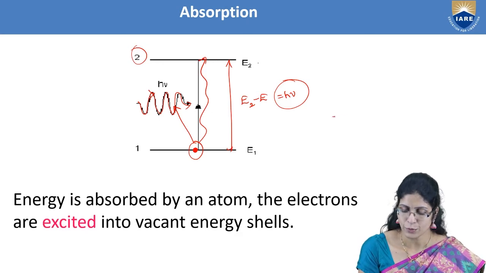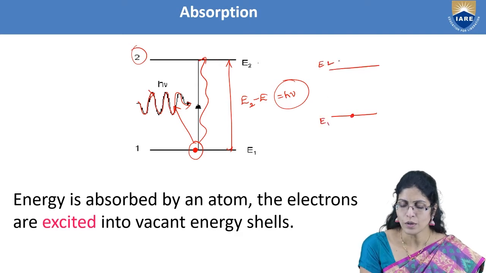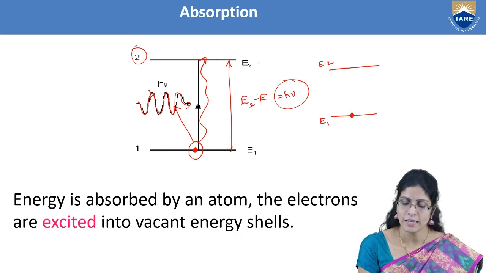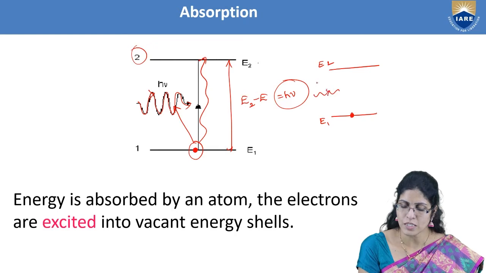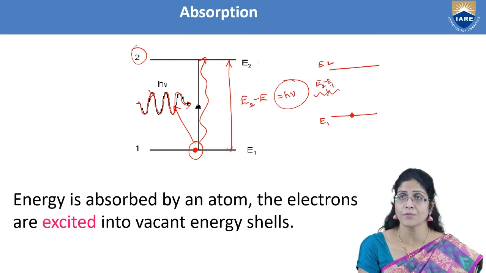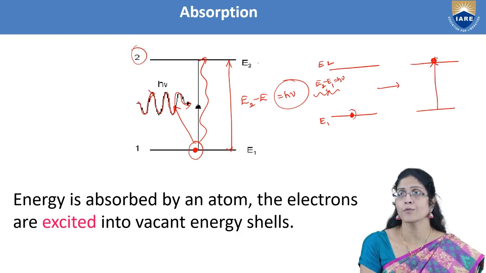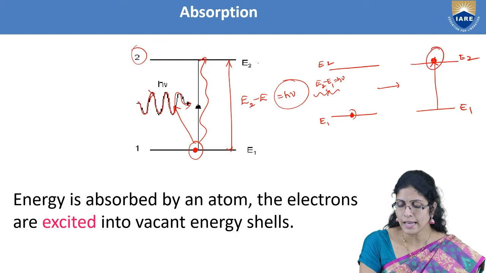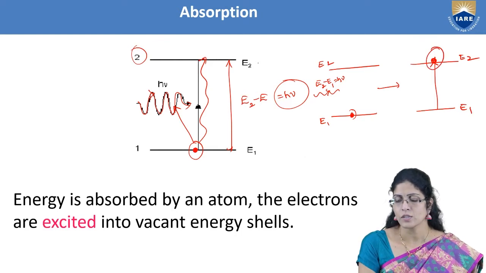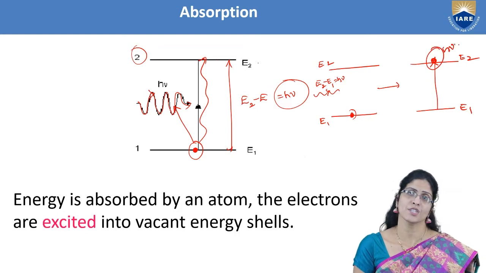For example, for you to understand more clearly, let me take E1 and E2, where E1 is the lower energy level and E2 is the higher energy level, and the electron is at rest in the lower energy level. Now if I give a photon of energy equal to the difference E2 minus E1, let me take it as h nu, then this photon will stimulate the electron, which will absorb the energy in the form of a photon and go and sit in the higher energy level E2. Now it has the energy h nu inside it.